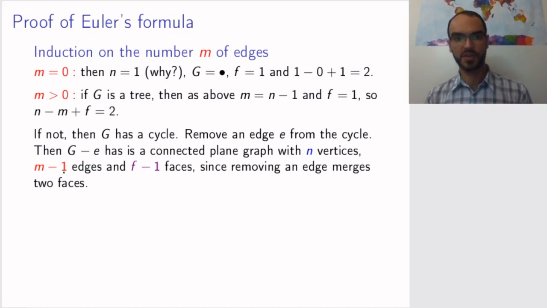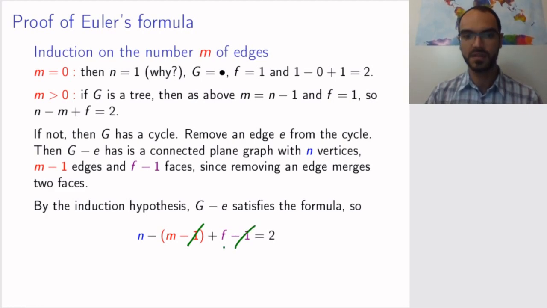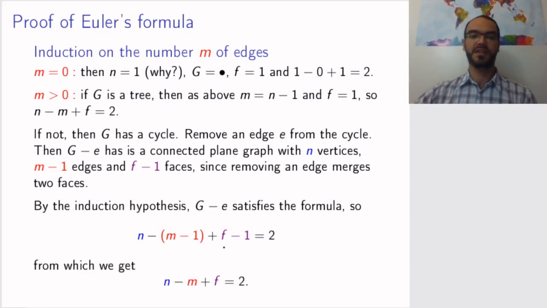So since I'm using induction, by the induction hypothesis this graph will satisfy Euler's formula. So the number of vertices minus the number of edges plus the number of faces is going to be equal to 2, because the graph has fewer than m edges, and I am assuming the induction hypothesis. Okay, but then I just need to observe that minus minus 1 is plus 1, and this cancels this minus 1 here. And so we get n minus m plus f equal to 2, which was exactly what we wanted to prove for our original graph. And we are done.